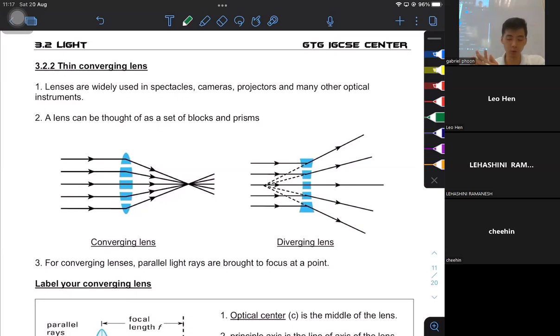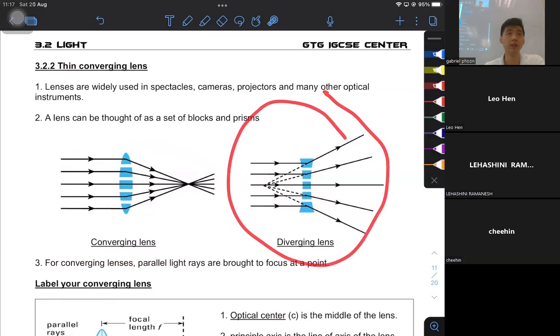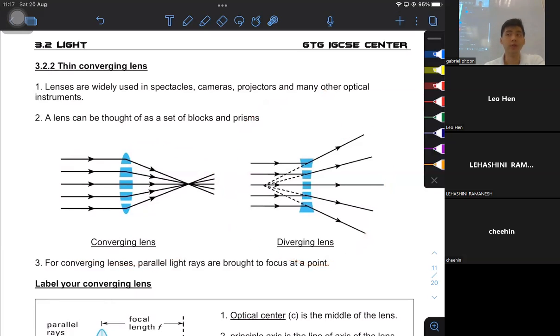I think some of your school teachers have already taught you this chapter, but in your syllabus, when we're talking about lens, the only thing that they'll be asking is going to be converging lens. If your school is teaching about diverging lens, it's not in your syllabus, so you can ignore everything from here.